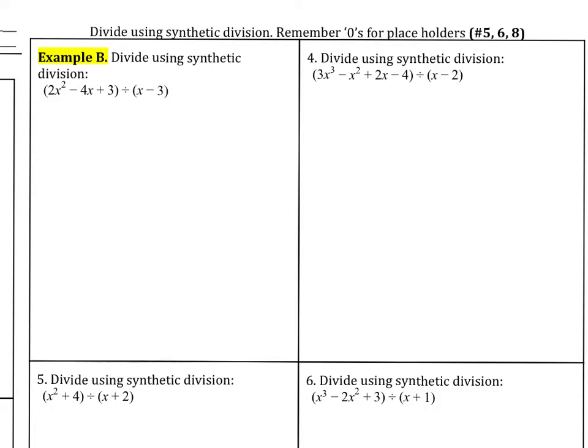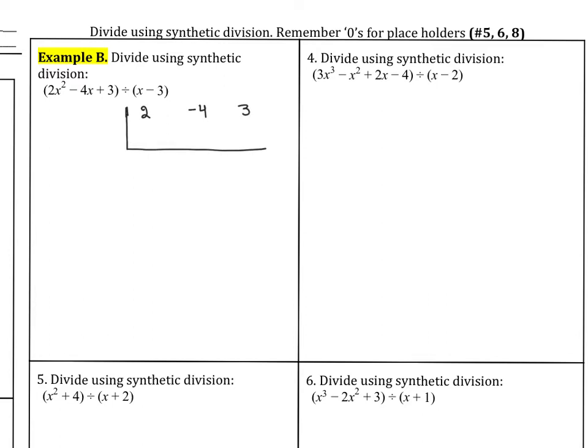Chapter 4.3 review for synthetic division, example letter B. So we are going to use synthetic division to divide 2x squared minus 4x plus 3 by x minus 3. So we are going to write that L shape and write the coefficients of the polynomial: 2, -4, and 3.